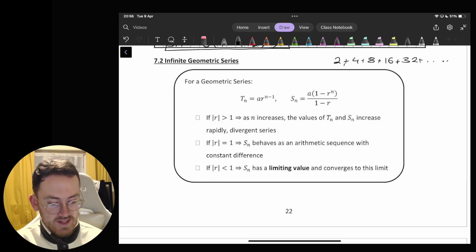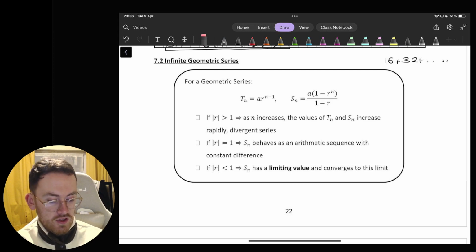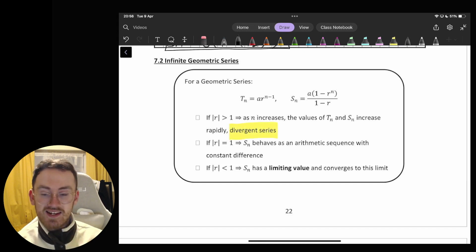So in that case, the terms themselves are getting bigger, the summation would get bigger, and what we would say is that that sequence diverges. And this is bringing us back to the limits that we talked about in the earlier video also. So in that case, that would be a divergent series because it would have no limit. Because the ratio is greater than 1, the sequence will just continue getting bigger and bigger.